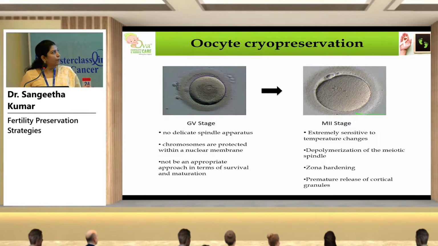Also, the drawback in oocyte freezing is that in the M2 stage, they are extremely sensitive to temperature, and due to the presence of the mitotic spindle, zona hardening occurs, and there is a premature release of cortical granules. Whereas in the GV stage, since there is no spindle fiber, chromosomes are protected within the nuclear membrane, but still the survival and the maturation rate is much lower.